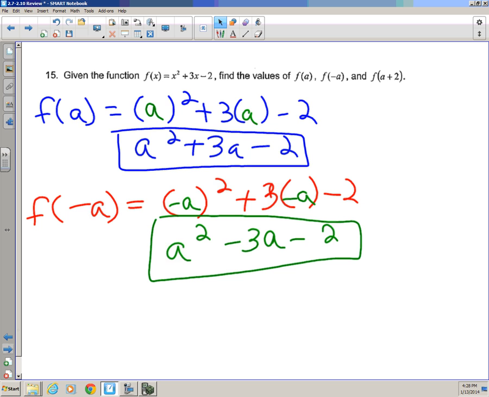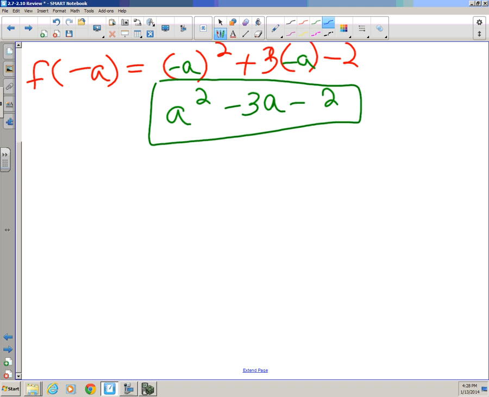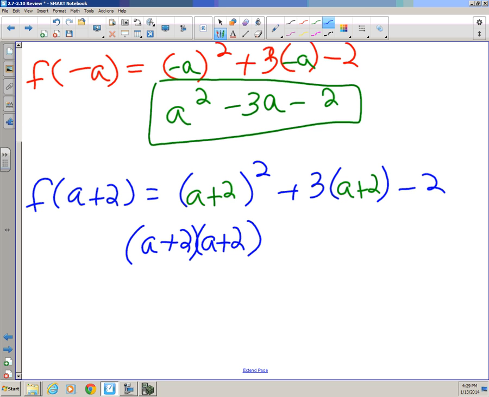And the last one is to evaluate the function at f of a plus 2. So again, this particular rule, x squared plus 3x minus 2, we want to evaluate at a plus 2. Don't forget what's going in is a plus 2. This is the one where it's more complicated because here I really have to do a plus 2 squared. If I do the box method, I can do that.